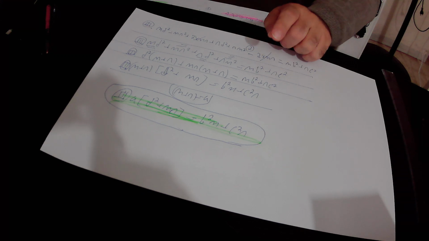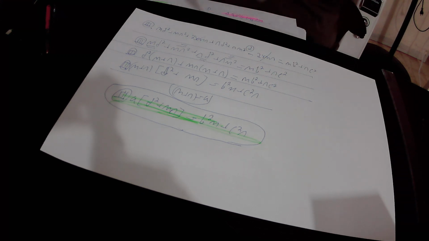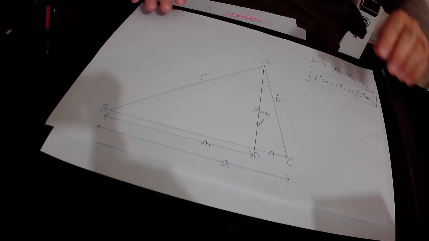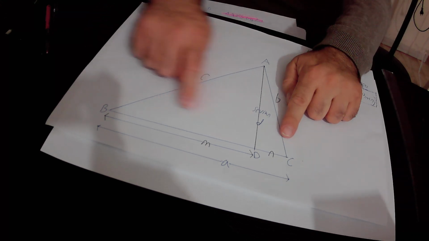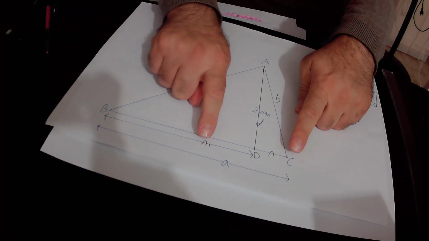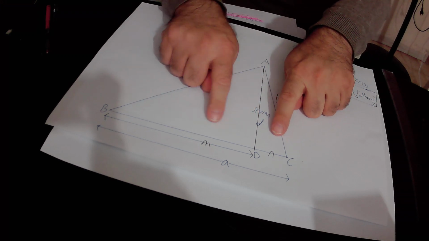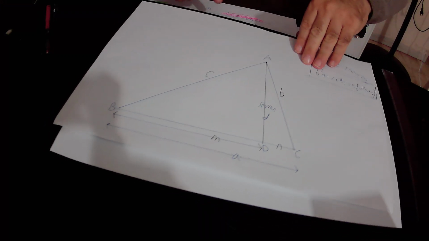It is very easy to see from the drawing that m plus n equals a, because side BC from one side equals a units. From the other side, side BC equals m plus n, therefore m plus n equals a.